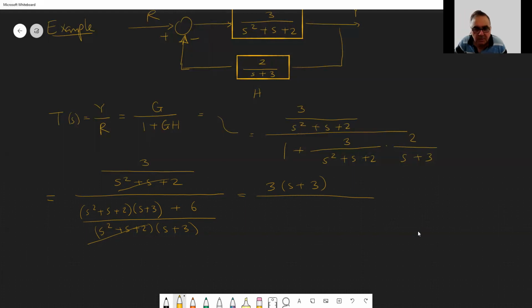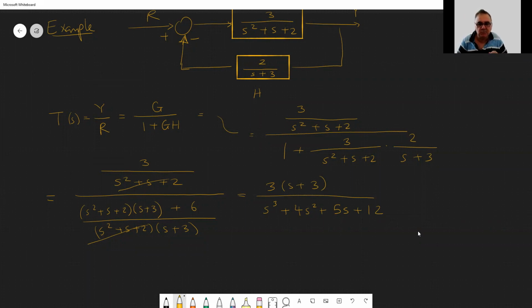which is, if you open it up, s cubed plus, what do we have? S squared here, 3s squared, 4s squared, plus, how many s? 5s, yes. And you have a 6 here, another 6 there, so you have a 12. So this is the closed loop transfer function.